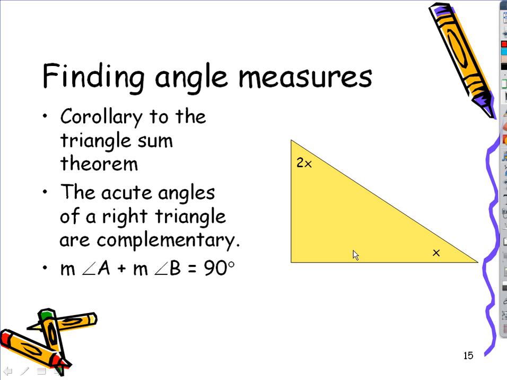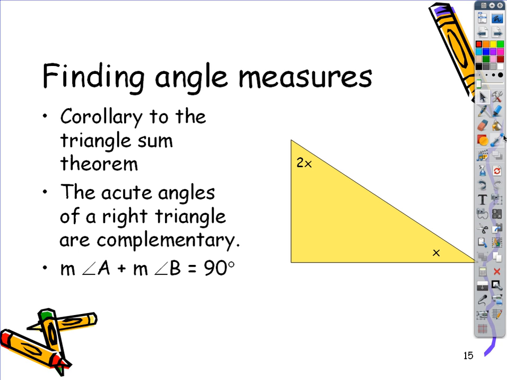How could we do this then? We know, let's say we know that this is a right triangle. So let me indicate that.